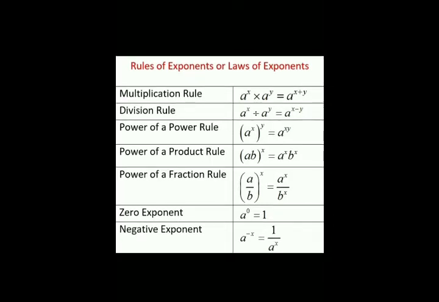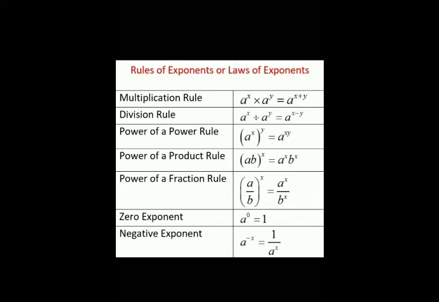Next rule is the zero exponent. This is the most important rule. Whenever we have a power of 0, our answer becomes 1. For example, a raised to the power 0, our answer becomes 1. So this is an important rule: any number with a power of 0 becomes 1. So a raised to the power 0 is equal to 1.